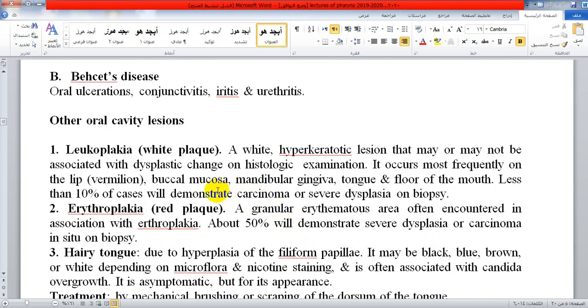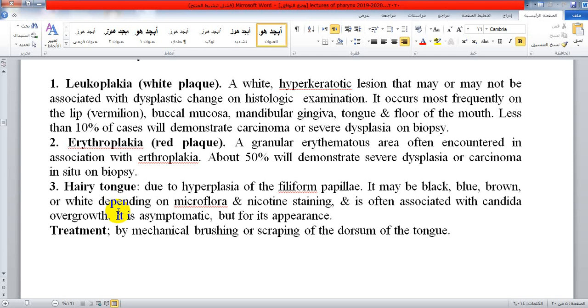The second is erythroplakia or red plaque, a granular erythematous area often encountered in association with leukoplakia. About 50% will demonstrate severe dysplasia or carcinoma in situ on biopsy.